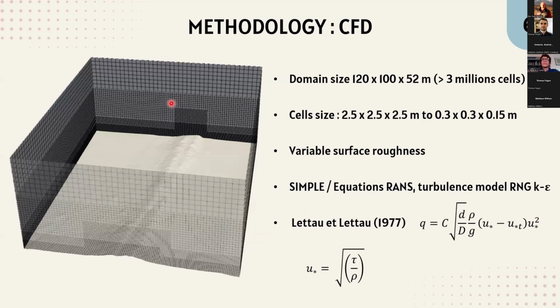We used CFD to make this work. As you can see here, it's our computational domain. And the particularity is that we apply a variable surface roughness on the computational domain. As you can see before, there is a lot of vegetation on the dune and on the landward part of the dune. So we put a different Z0 between this part of the domain and this part of the domain, which is composed of sand. For the transport formula, we use the Lettau formula.